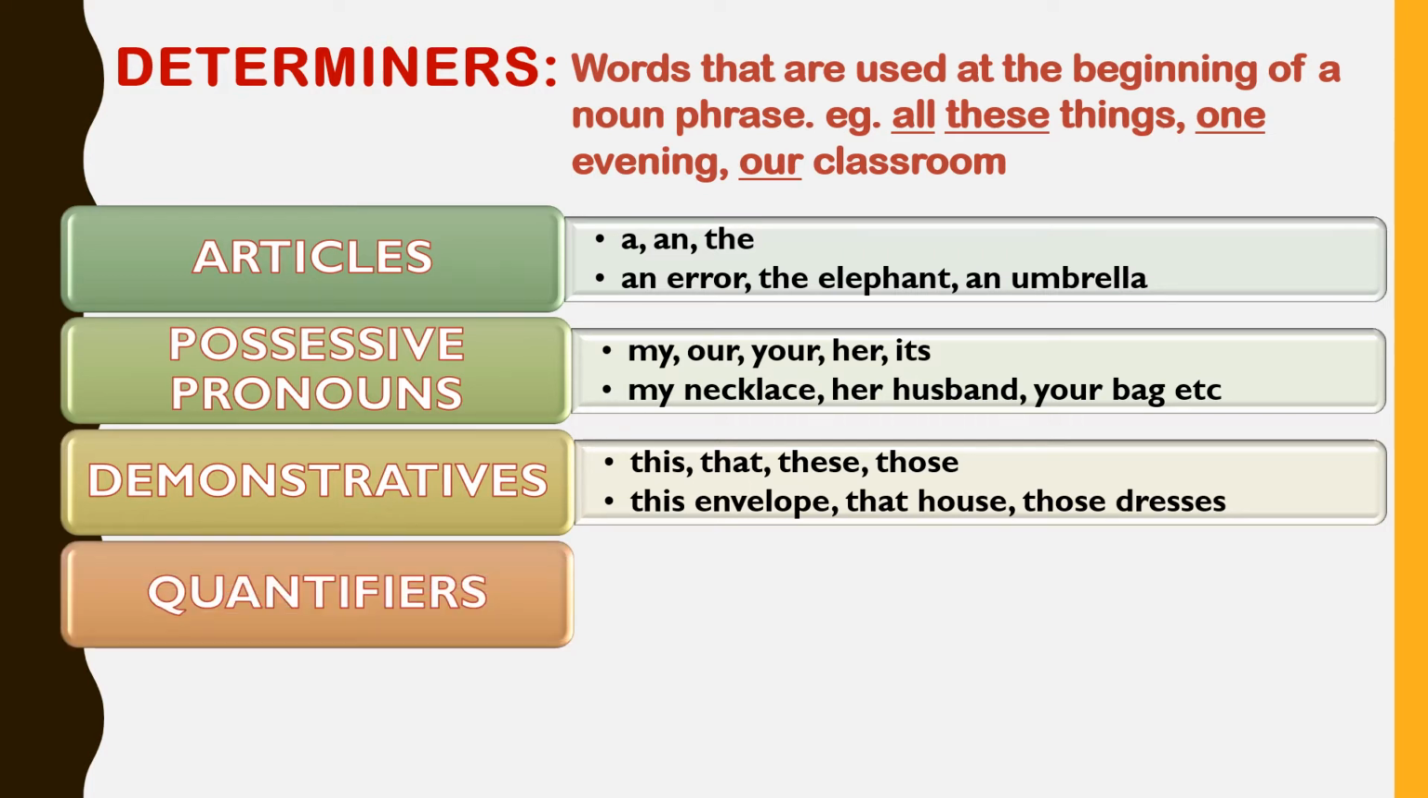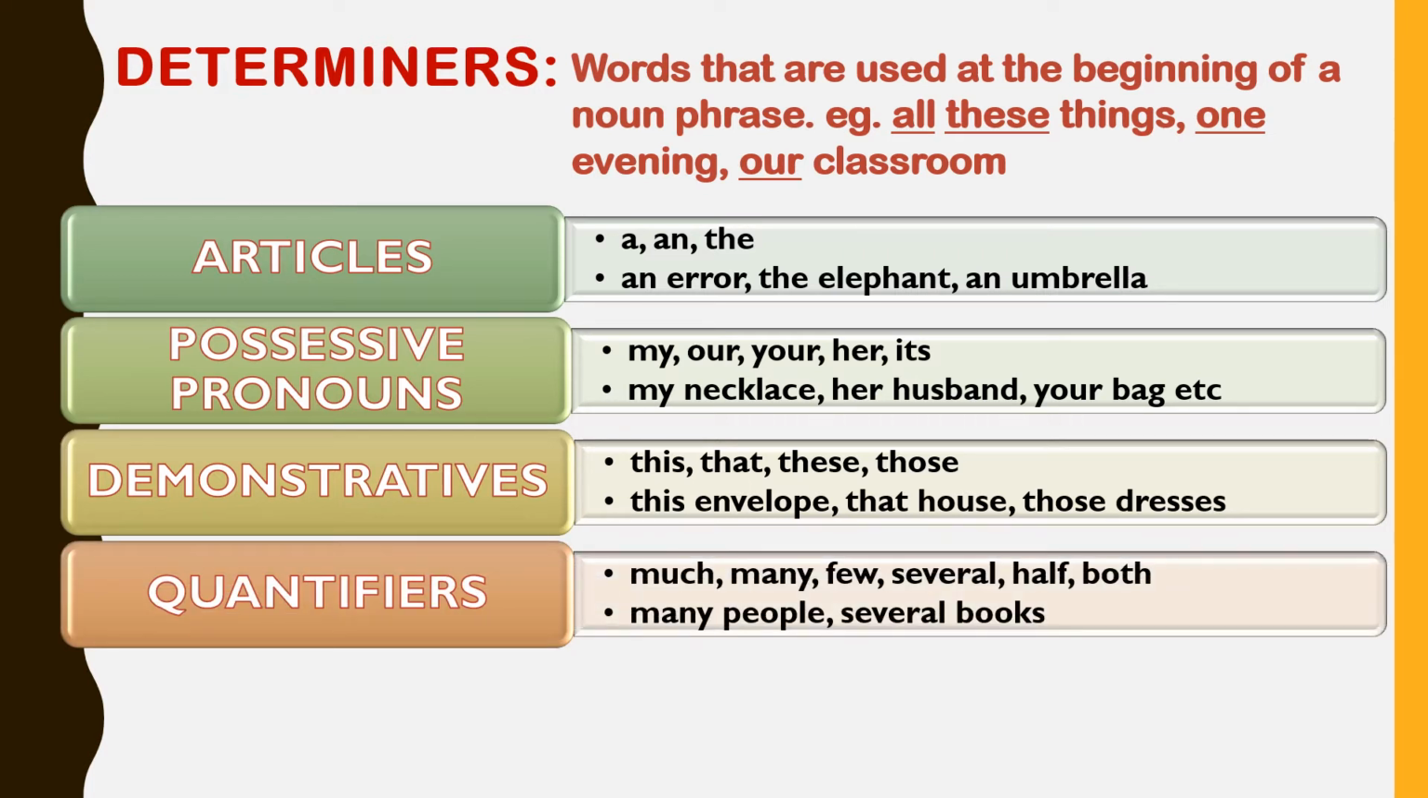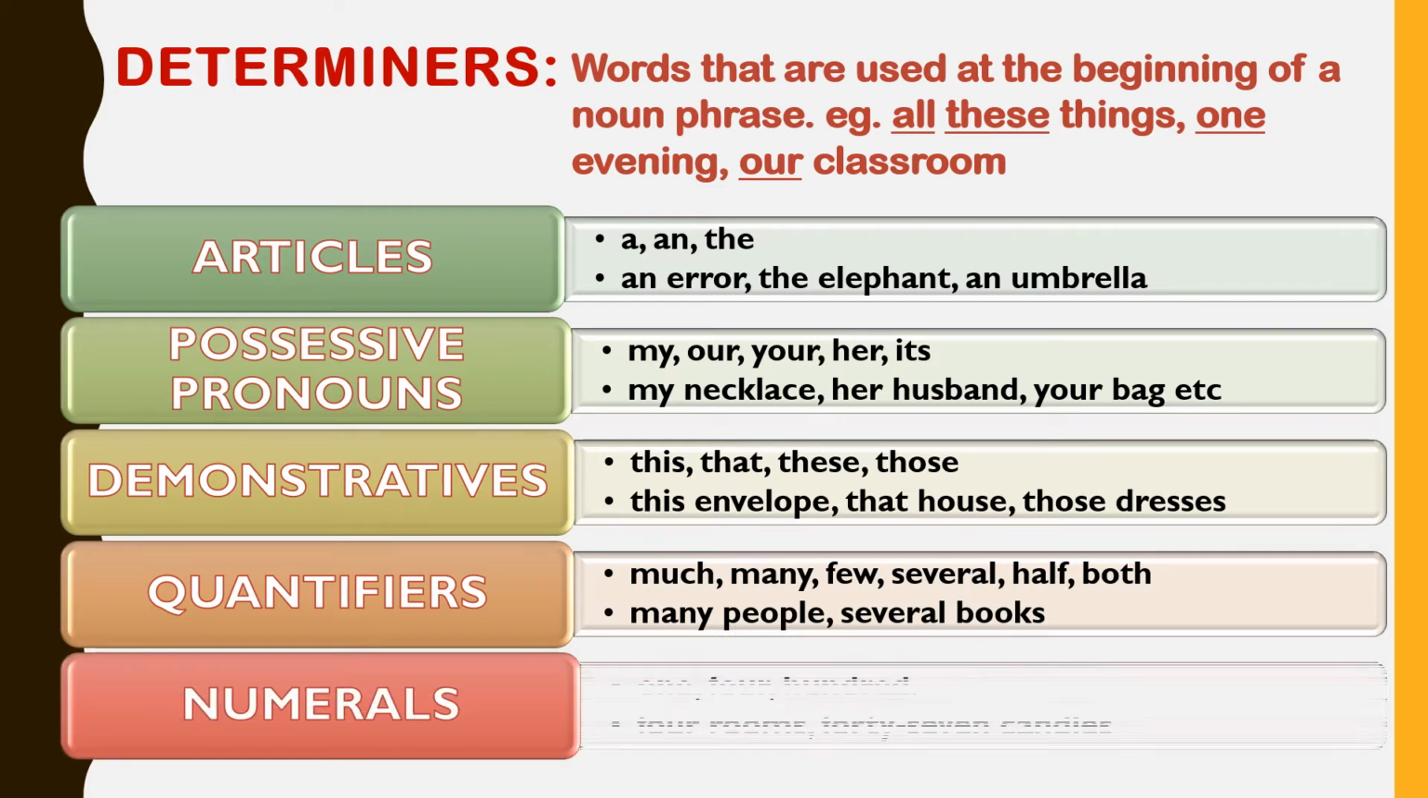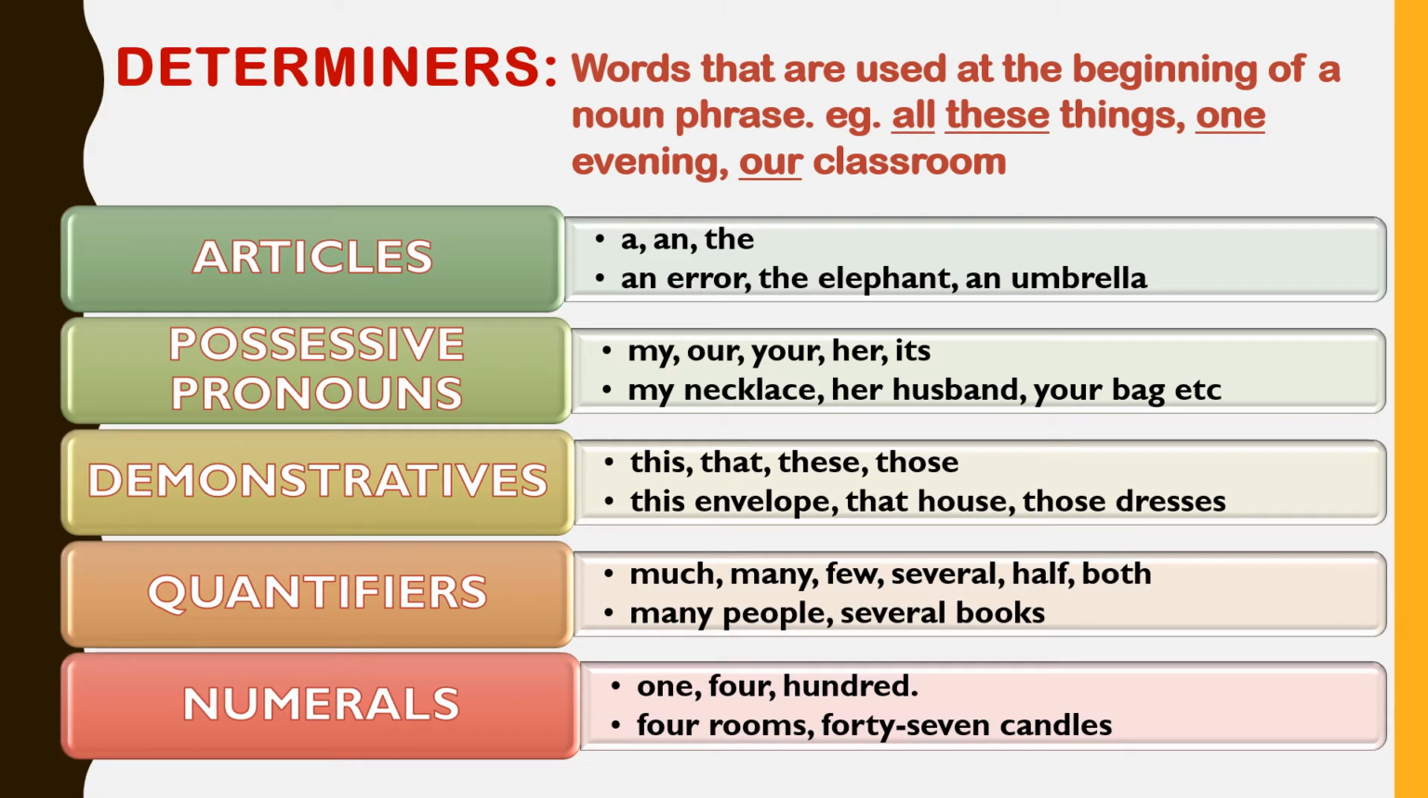Okay. Next we have quantifiers, where we use words which show quantity like much, many, few, several, half, both. Okay, many people, several books, a few pens, half a bottle. Okay. And the last one is numerals, which are numbers. So 4 rooms, 47 candles, 100 years.